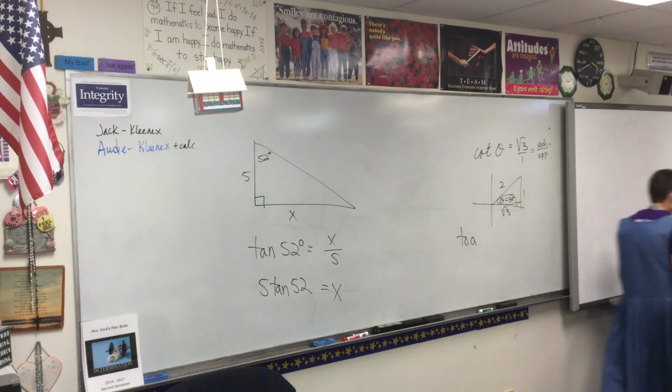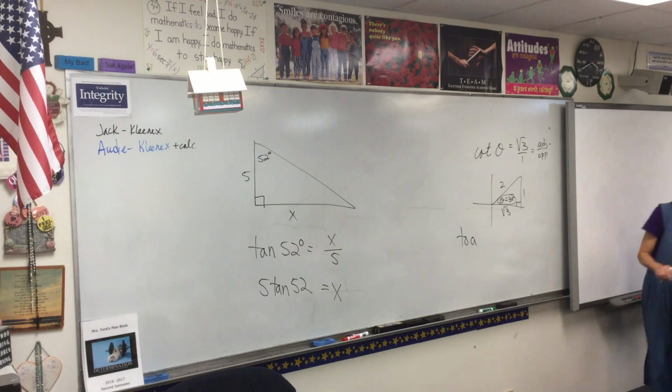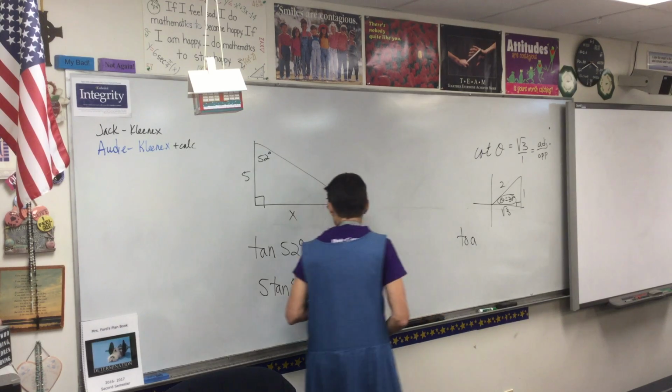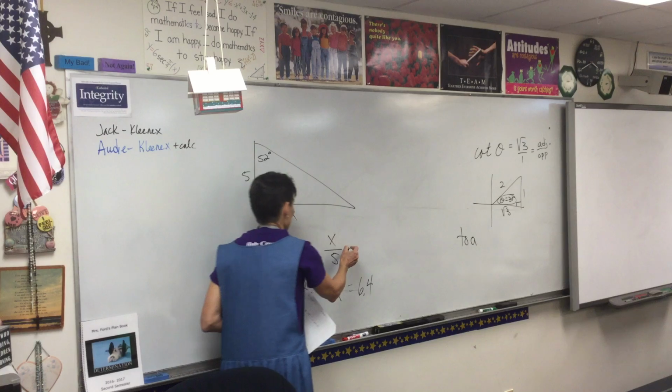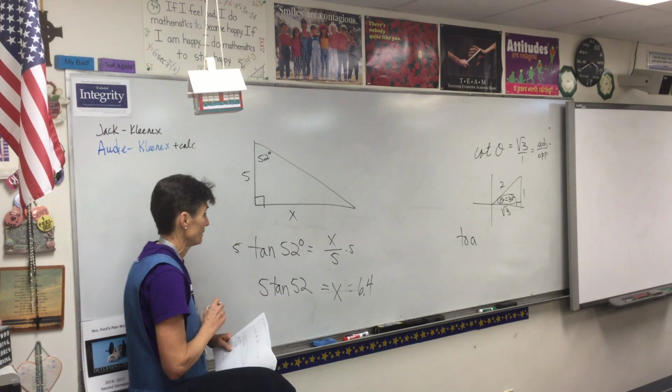So did you get 5 tangent 52? What did you get? I got 6.4. So the answer should be 6.4. Remember, Ferris, you're just doing regular arithmetic here, solving like you do any old equation.